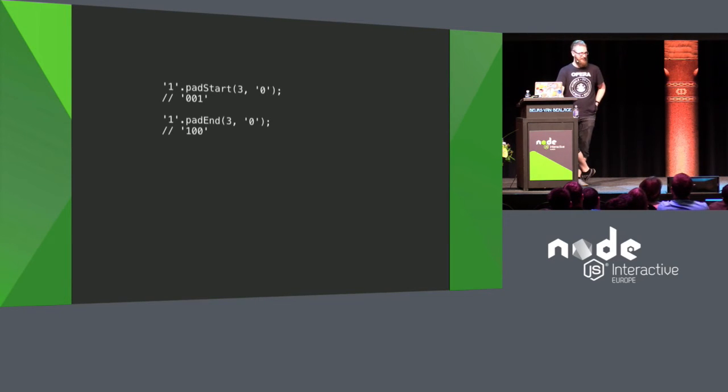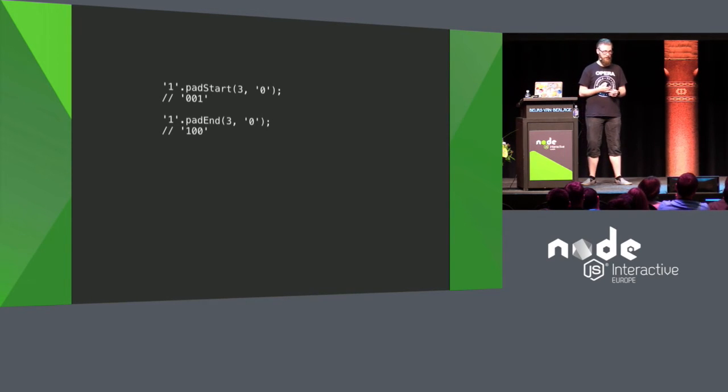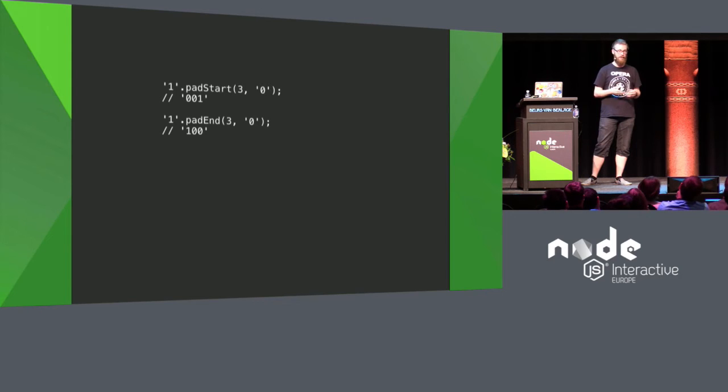String padding. You can add something in front of a string or after a string. You can do it with padStart and padEnd. It's not pad left or right because of right to left languages, which then screws up the syntax a bit. So padStart adds something to the start of the string, padEnd adds something to the end of the string. So in the first case, it adds zeros to the start of the string until the string length is 3.